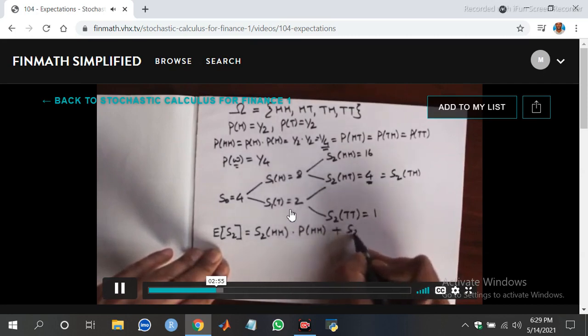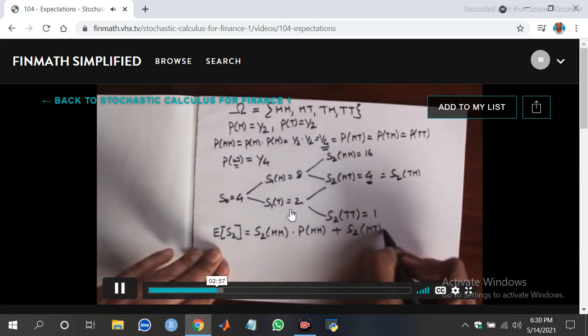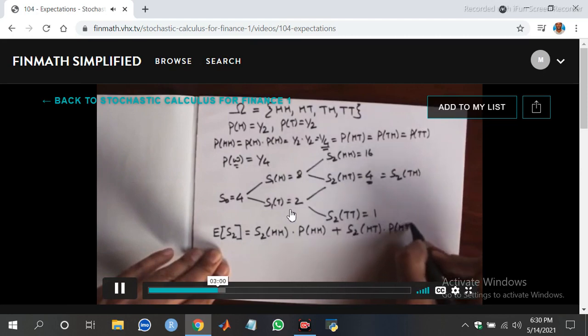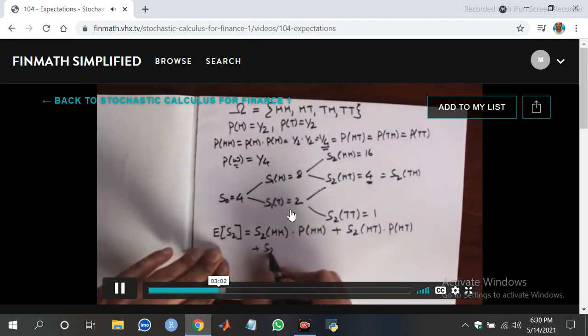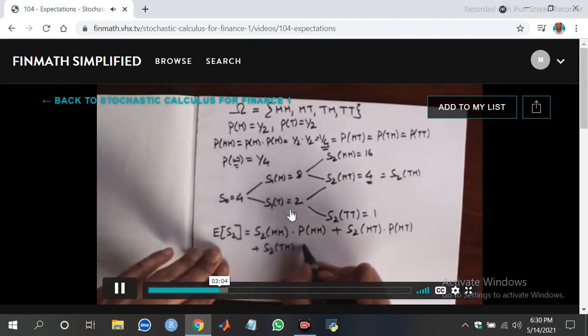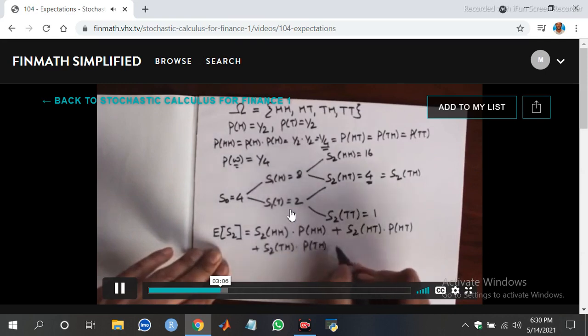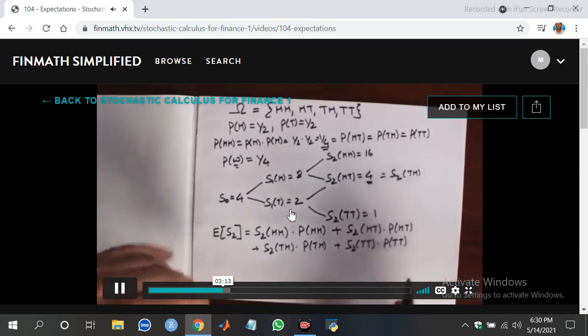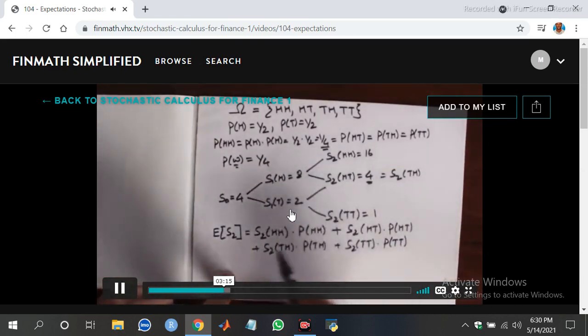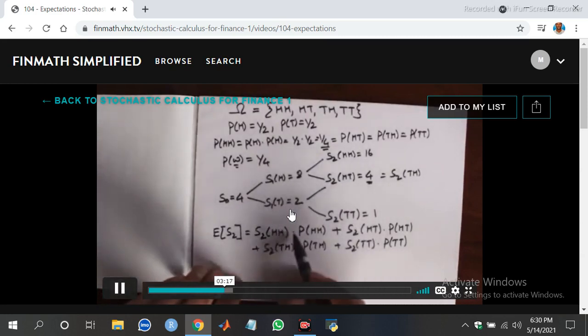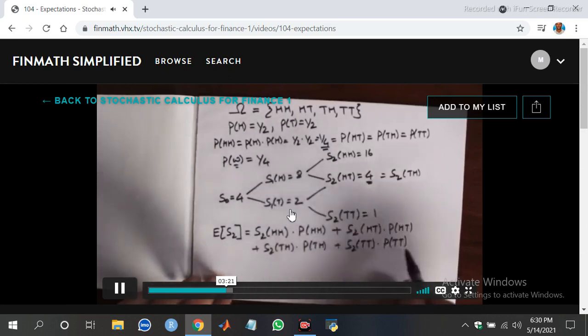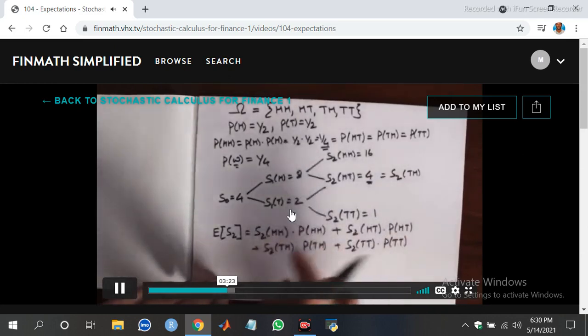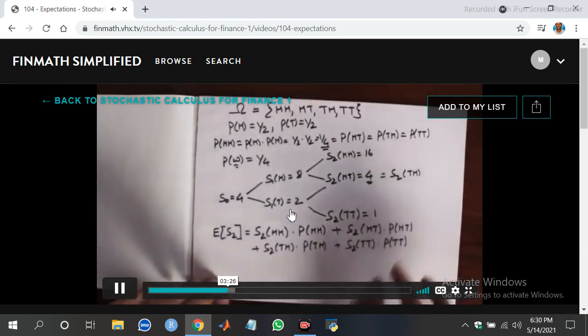So it would be S2 HH, probability of HH, plus S2 HT, probability of HT, plus S2 TH, probability of TH, plus S2 TT, probability of a tail tail. So very simple. You basically have taken the value of S2 in various outcomes of the experiment and we're multiplying it by its probability and we're basically adding it up. Okay, so this is basically like a weighted average where the weights are the probabilities.